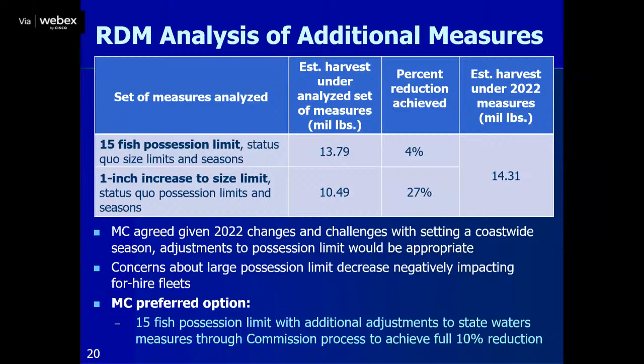Thanks. So just to follow up, essentially these two options on the table are the two options we have available to us today. If we were to adopt the RDM recommendations, there will not be an opportunity to develop additional options to reach the reduction we need in federal waters. And if one of these two options is adopted, there would need to be additional follow-on action by the states to achieve additional reductions in state waters to make it all the way to the 10% overall reduction.